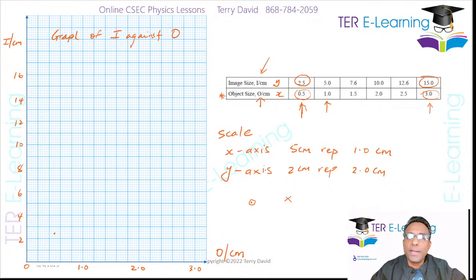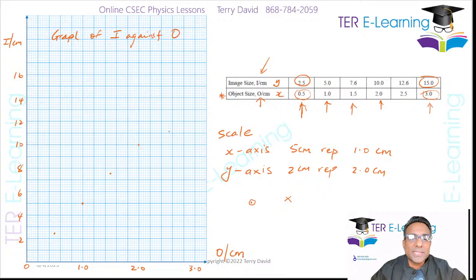This next one here is 1.0 against 5. So 1.0 against 5 is here, right? Next one is 1.5 against 7.6. So 1.5 against 7.2, for 7.6. That's here, right? Next one is 2.0 against 10. So 2.0 against 10 is up here.